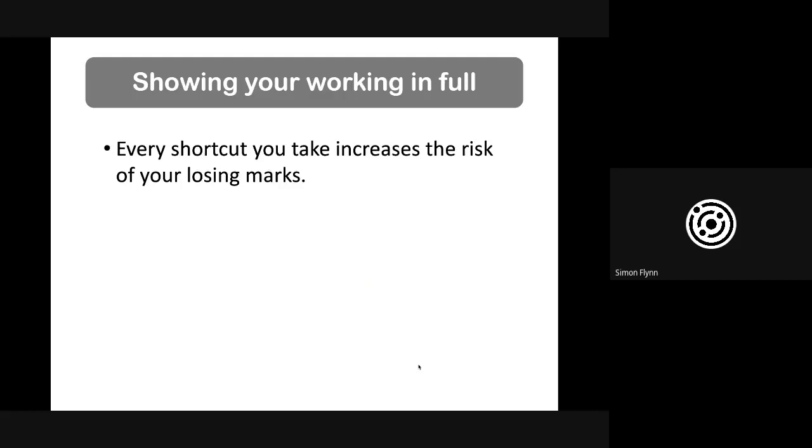If that's all you've done, or you've just jumped steps, you will not get any marks. Whereas it could have been that you just made a tiny mistake somewhere. And if you'd laid out your working in full, you'd probably be less likely to have made that tiny mistake.